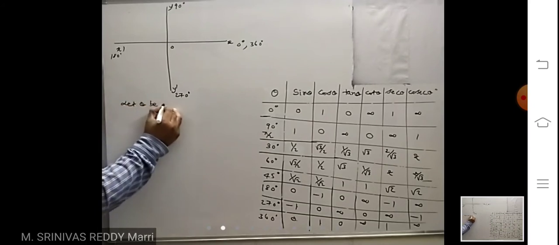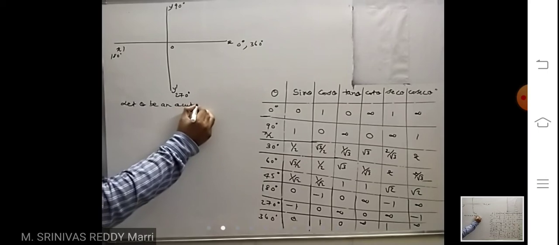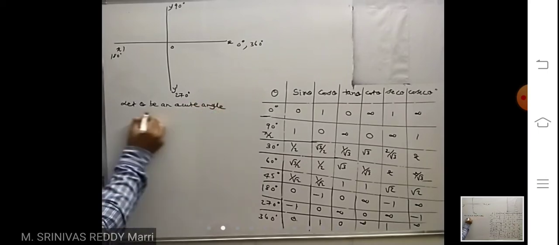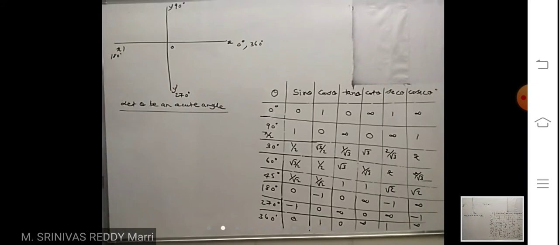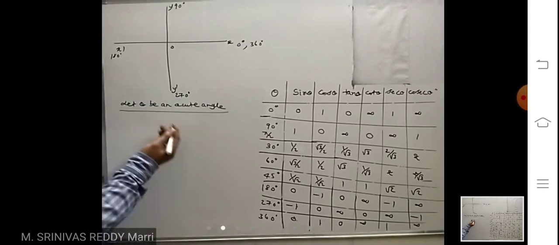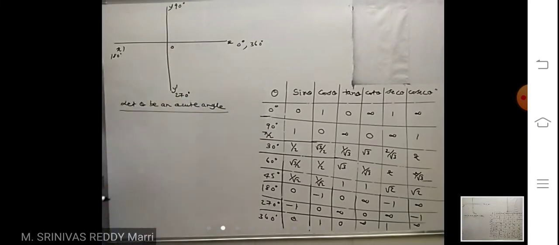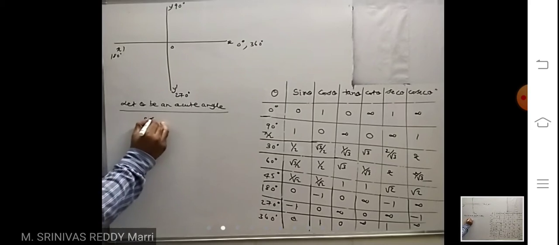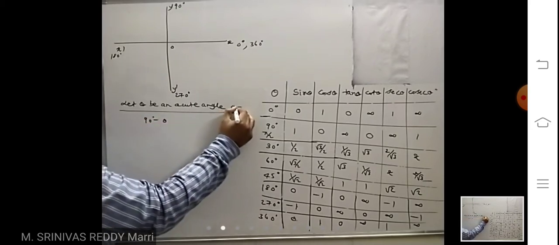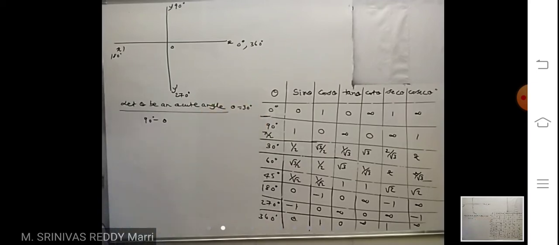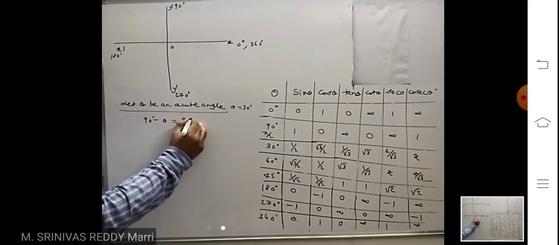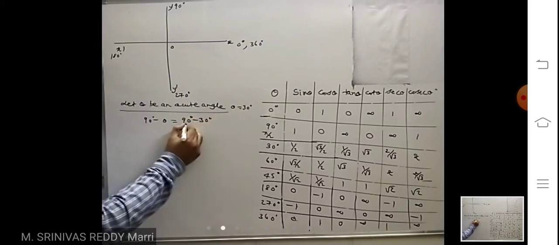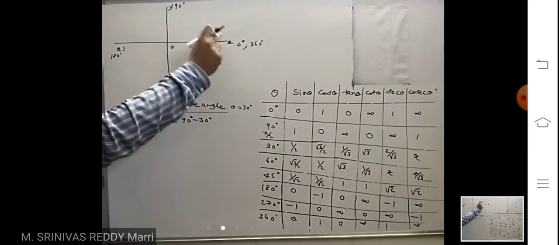Let theta be an acute angle. Suppose I want to draw 90 minus theta. Let us say theta equal to 30 degree. Right? 90 minus 30 is what? 60. Where will it lie? 90 minus 30 degree, 60 degree. It will lie in the first quadrant because it is between 0 and 90.